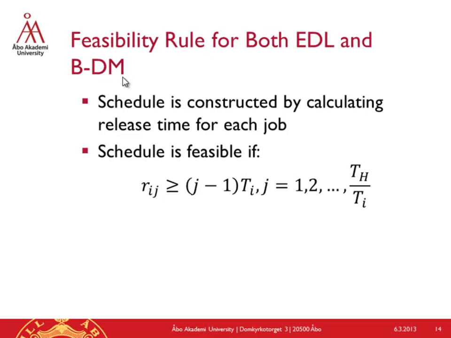A good question is how to check if these schedules are feasible, if it's possible to create such a schedule. The answer is quite simple. You have to calculate each activation time for each task instance. And if for each task instance, or release time for each task instance, this formula is true, this means that this schedule for this task is feasible. TH means here the least common multiple of all periods of all tasks, the so-called hyperperiod or planning cycle. This is a parameter which defines the period when the whole schedule starts to repeat.